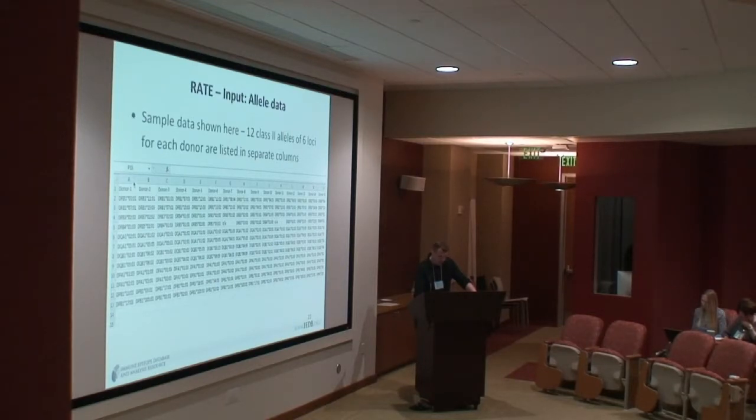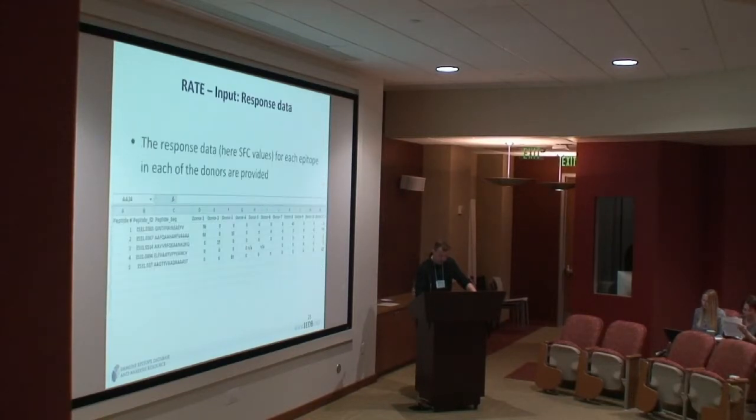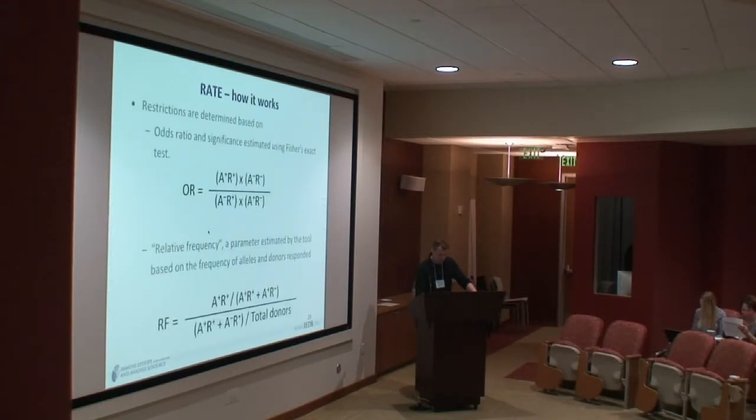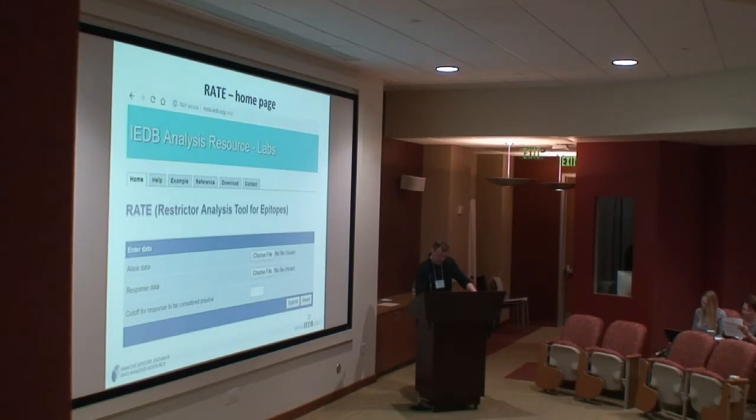So this is the input data in terms of MHC alleles. For each donor here, the loci should always be aligned. You have your DRB1, 3, 4, DQA1, DQB1, DPA, DPB typing information for each of the donors. And then you have the response data, where for each of the donors you have, in this case, spot forming cells per million. That's a readout from an ELISpot assay, which essentially says how many of the T cells can respond to this peptide.